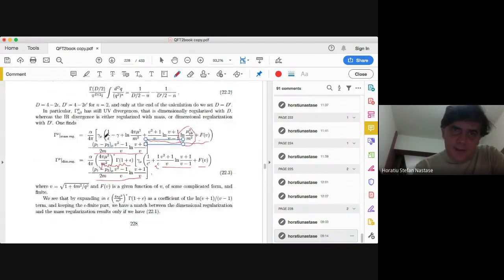But then I also have this, so this would be the actual UV divergence in dimensional regularization of the vertex, which is mass regularized in the IR, whereas in here I would have this new IR divergence in epsilon, in mass regularization, but I would still have this UV divergence, so the leading 1 over epsilon object. All right.